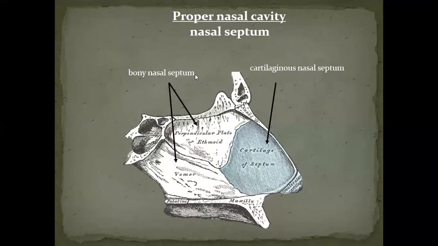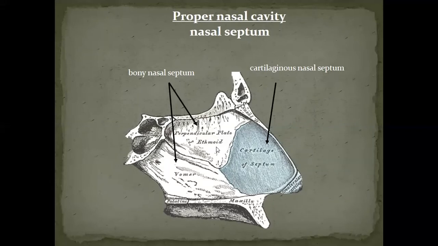In the middle of the nasal cavity, we have a septum. The septum is the structure which divides the nasal cavity into a right and a left part. The septum has a bony part and a cartilaginous part. The bony part consists of two bones, the perpendicular plate of the ethmoidal bone and the vomer below it. And in front of these bones, we have a cartilaginous septum as well.